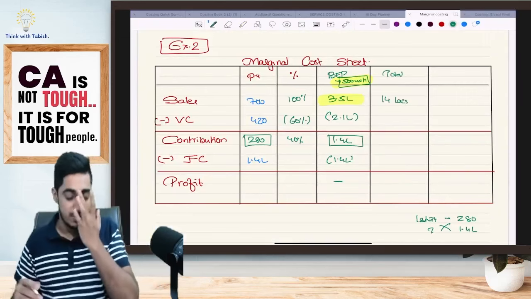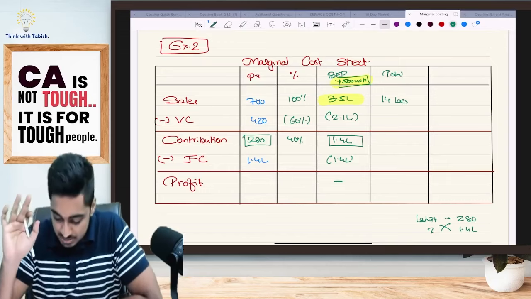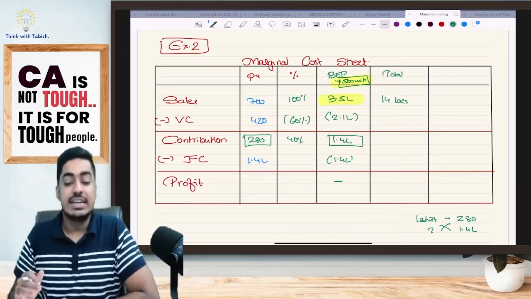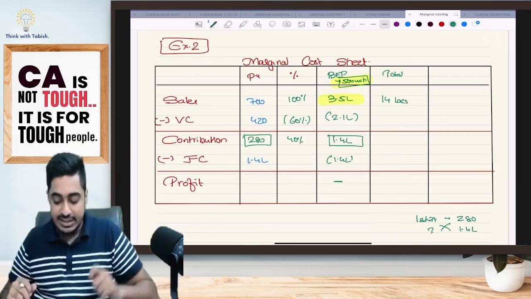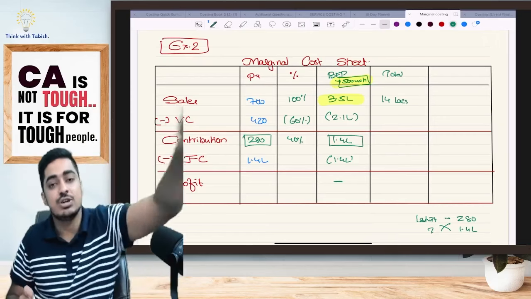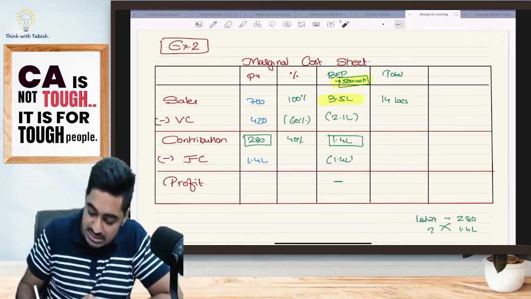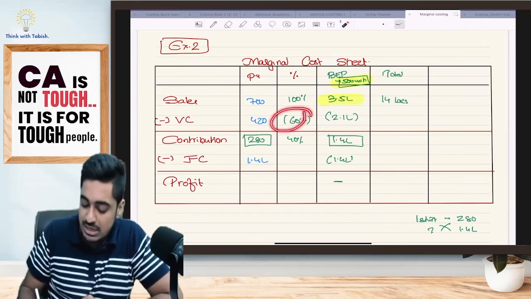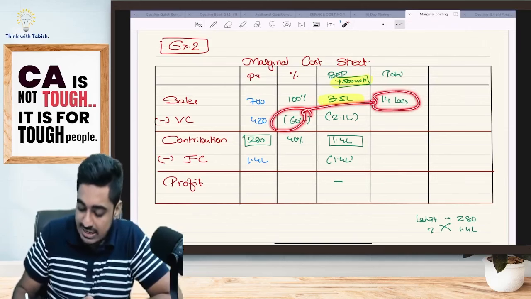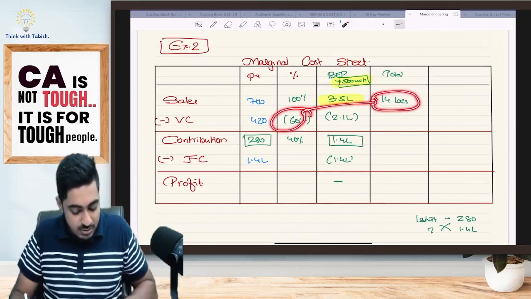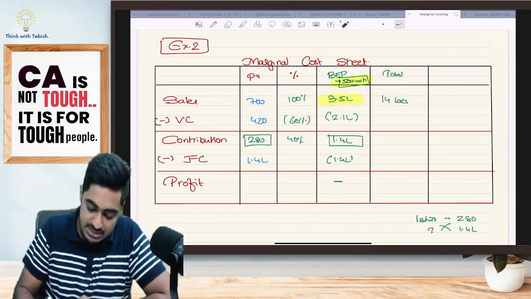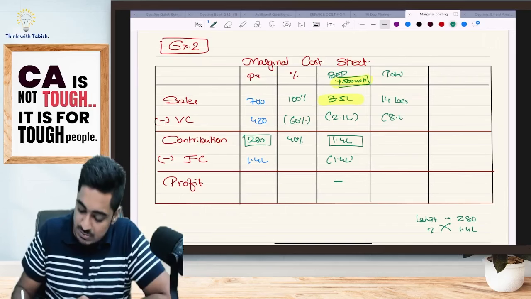In that, how much profit I earn, BEP, MOS, all those things we will calculate. Okay. Tell me, total 14 lakh sale we did. Tell me how much percentage of sale will go off as variable cost. The 60% will go off as variable cost. That means if I do a sale of 14 lakh, 60% of that will be variable cost only. Yes or no, everyone? That means 8.4 lakh will go as variable cost.